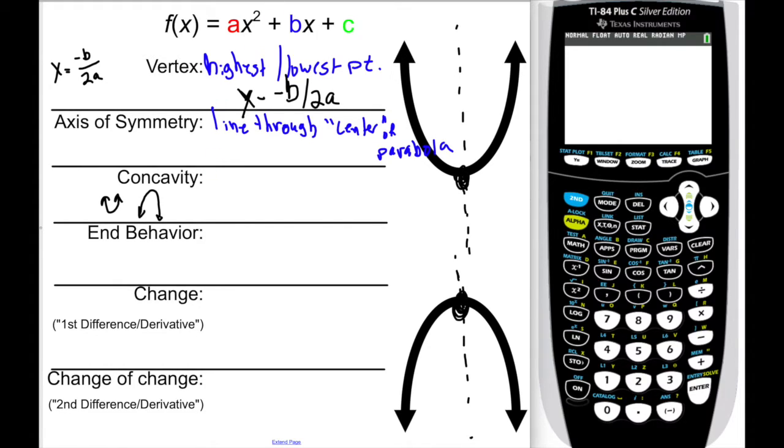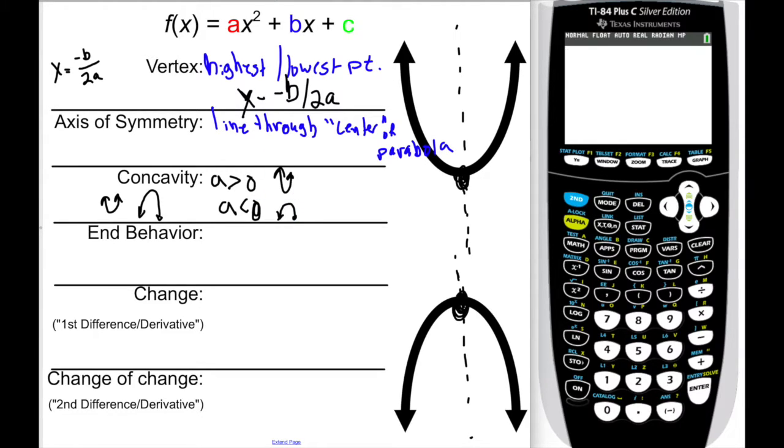So the concavity, in this case, we know that if a is more than 0, it's going to be a happy face. Think positive, happy. If a is less than 0, it will be a sad face. It will point down in both directions. In that case, both ends go to negative infinity.